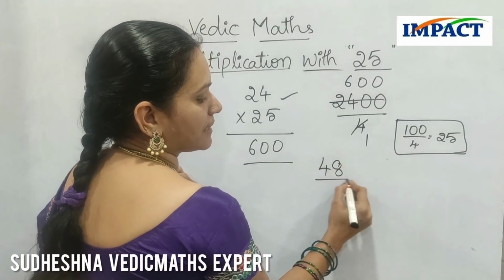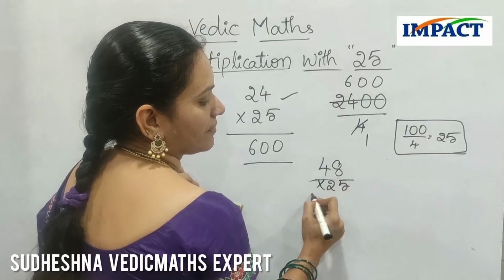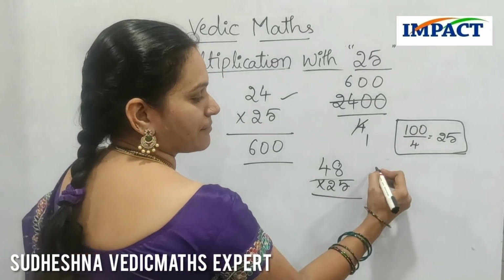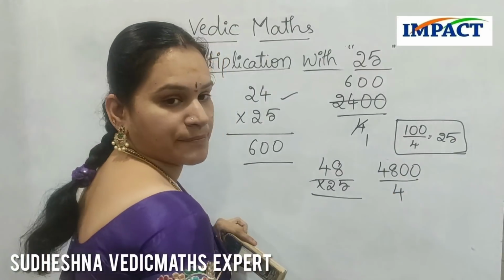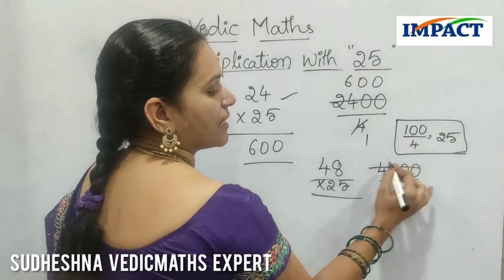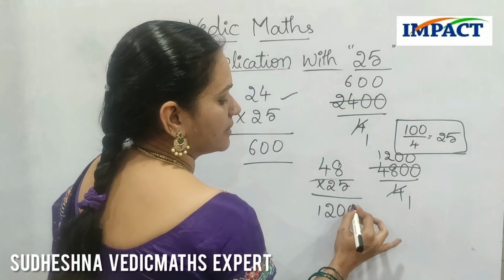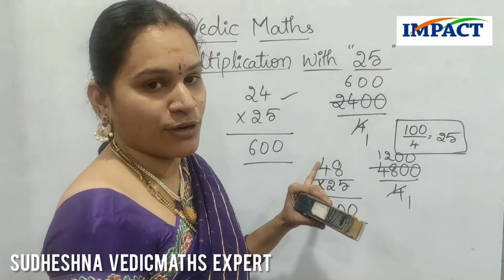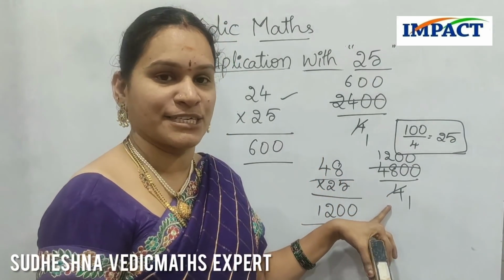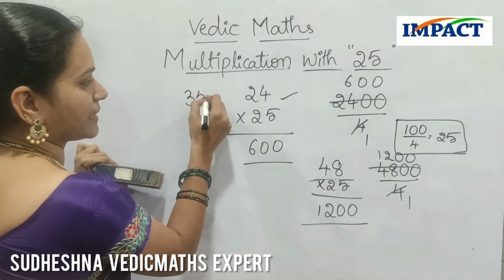Now I am taking the number 48 into 25. Yes? Same way. Add 2 zeros to the question and divide by 4. Yes, 4 1s are 4 and 4 12s are 48. That is 1200. You may think, ma'am has taken only even numbers but not odd numbers. That is the reason it is very easy to divide by 4. I will take an odd number now. Check it.